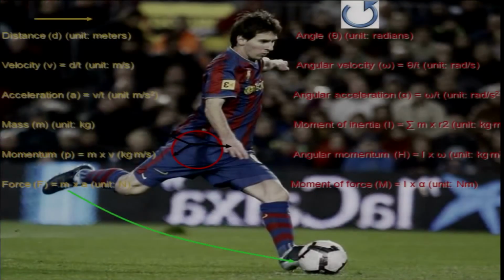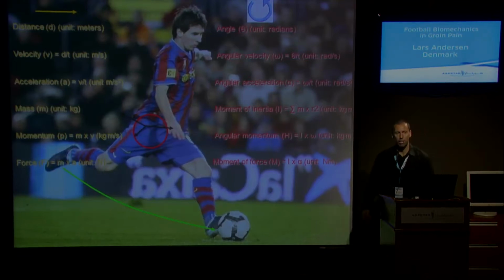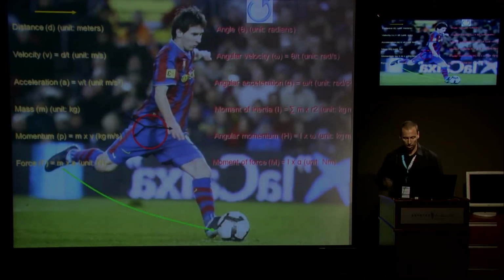I'll focus my presentation on biomechanics of the hip joint during a maximal instep soccer kick, and how that relates to the risk of groin injury. And please note that when we talk about biomechanics, we often use these terms on the right side, as opposed to these more linear terms. We often have these rotations around a joint, so we talk about angular velocity, angular acceleration, and so on, because we have these movements about joints.